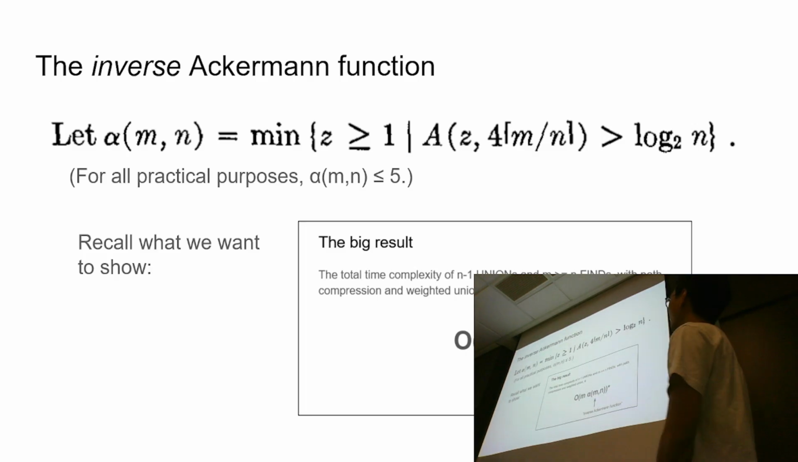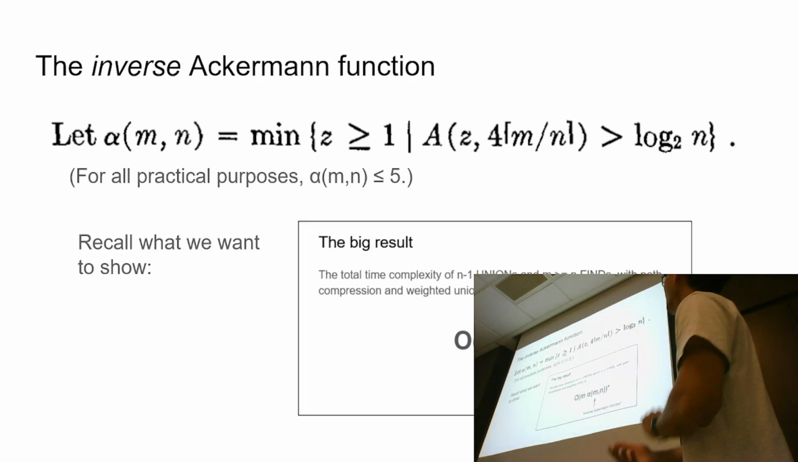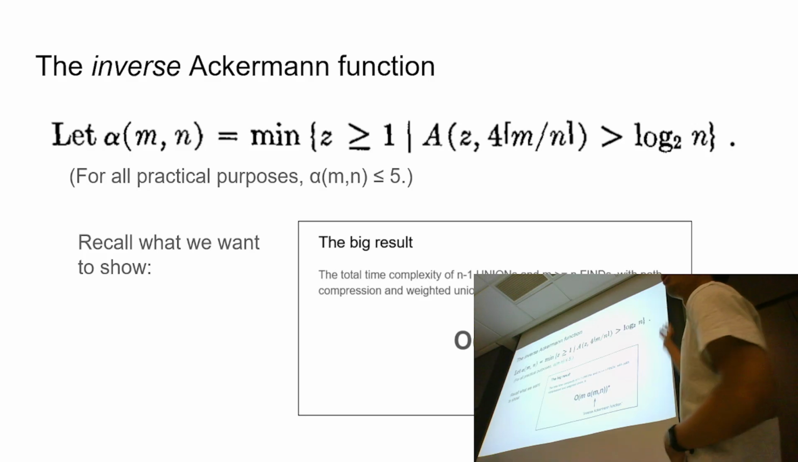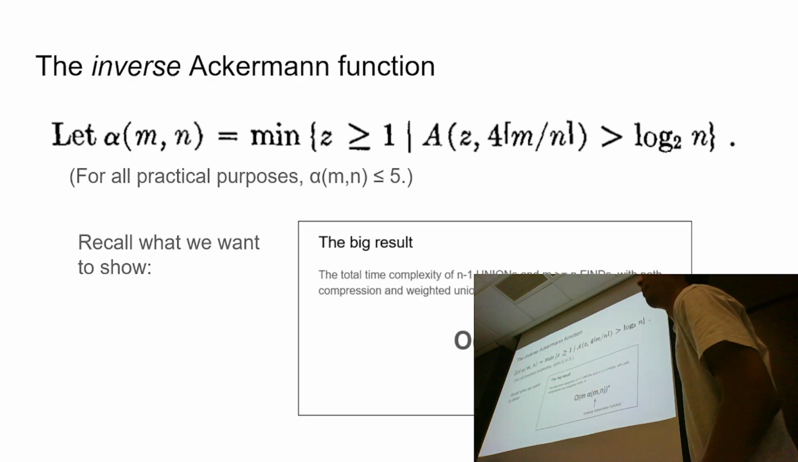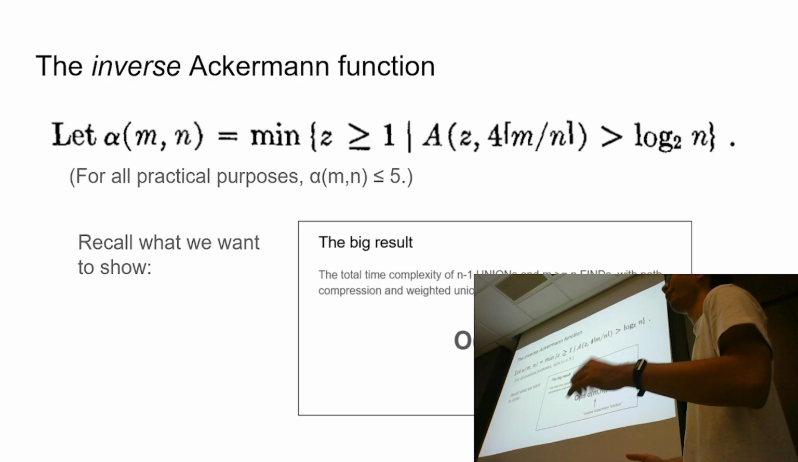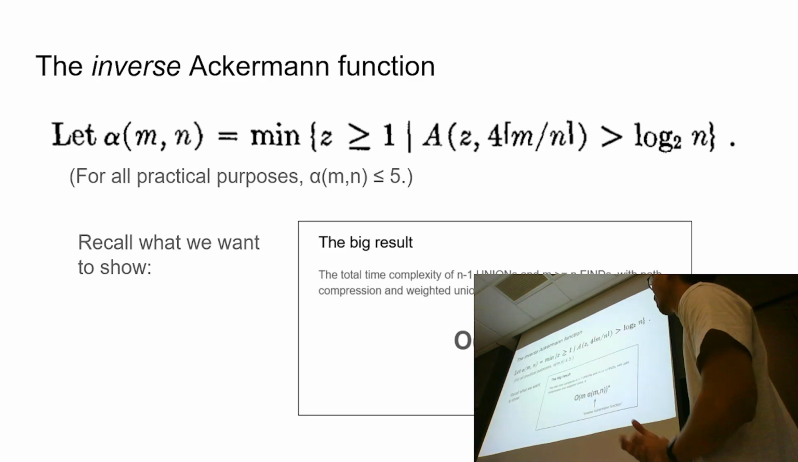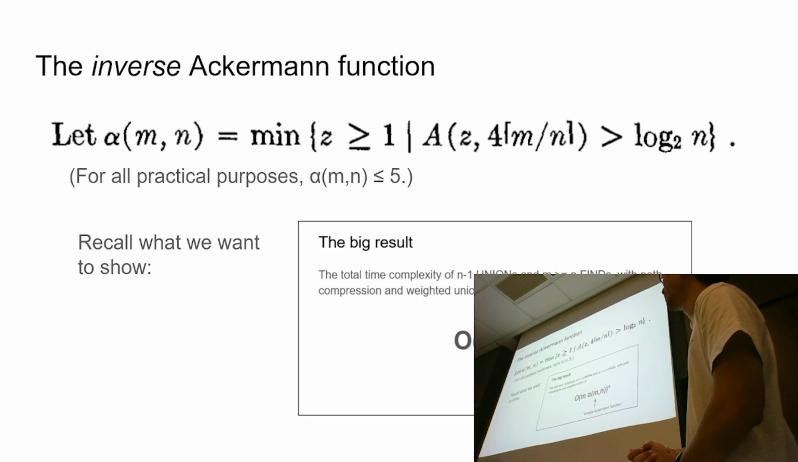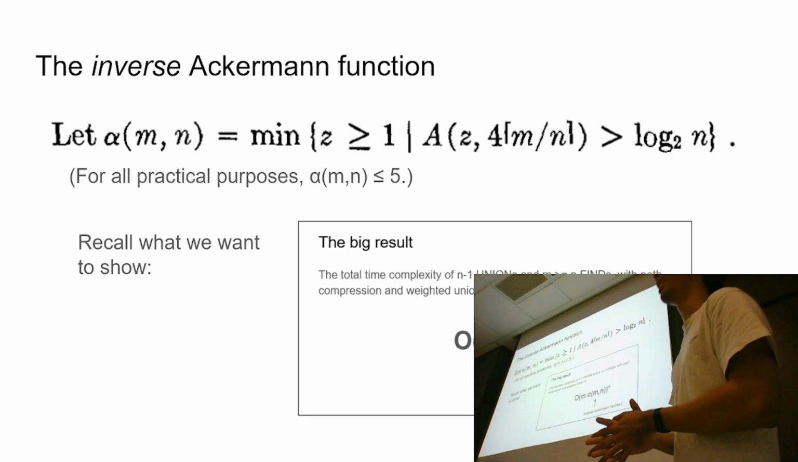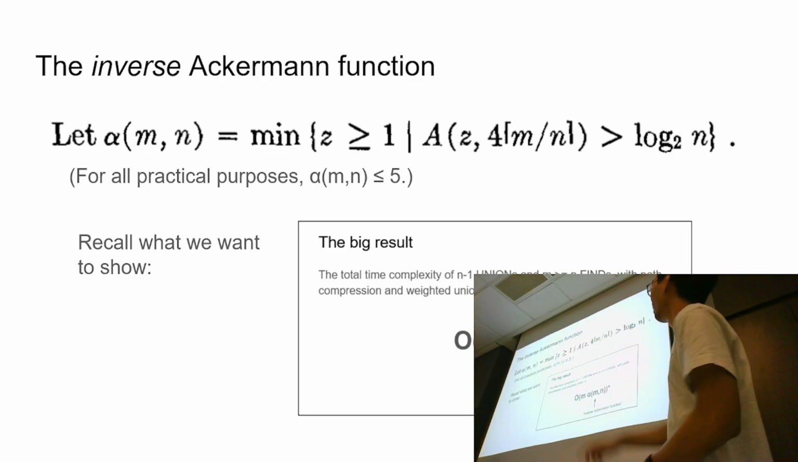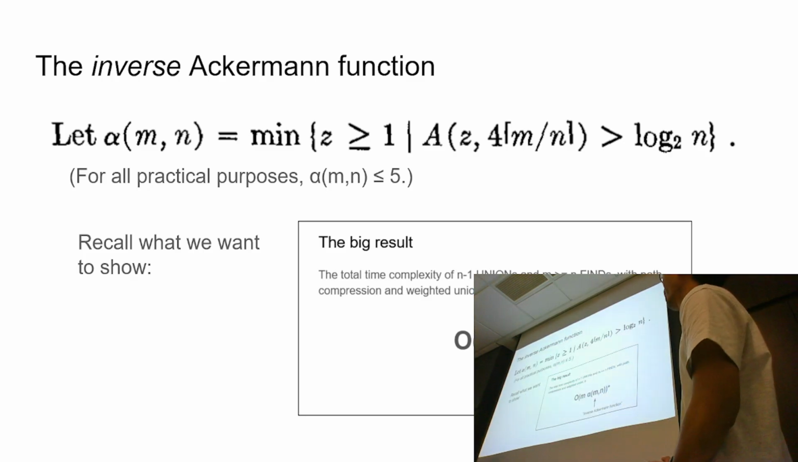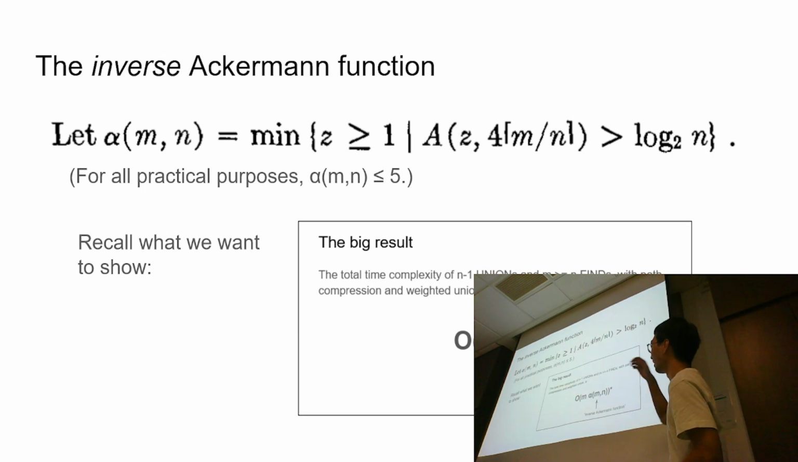So now we can talk about what the inverse Ackermann function is. This is taken straight from the paper. It might look a bit weird, but that's because it's defined specifically for that proof to work. But for all practical purposes, alpha of m and n is less than or equal to 3. Sorry, I forgot to change that. So recall what we wanted to show in the previous slide.